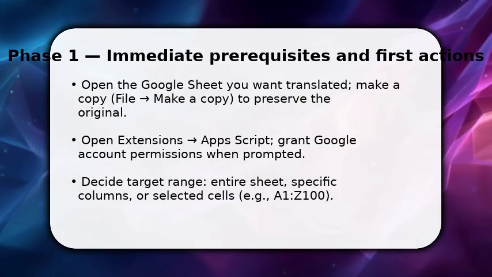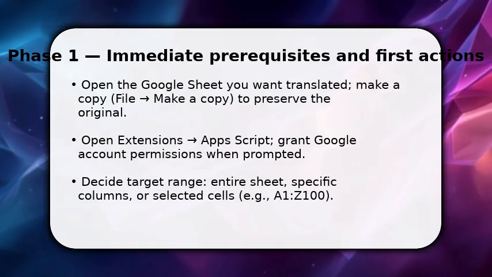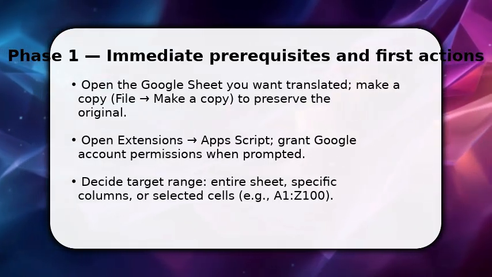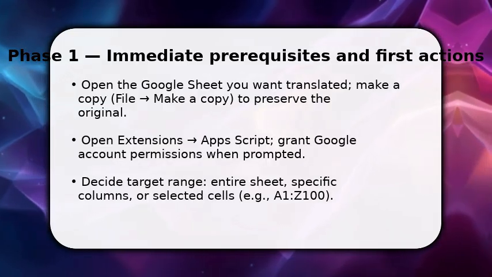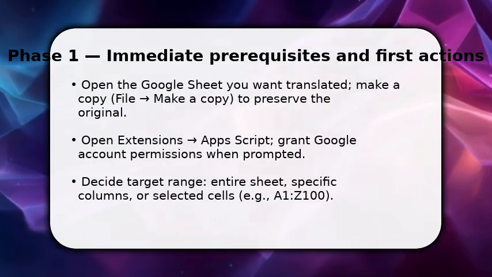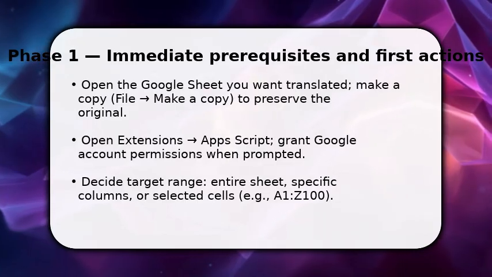You start by protecting your data. Make a copy of the sheet, then open Extensions, right arrow, Apps Script so you can run code directly. Once done, pick the exact range to translate, an entire sheet or a column, and note it.